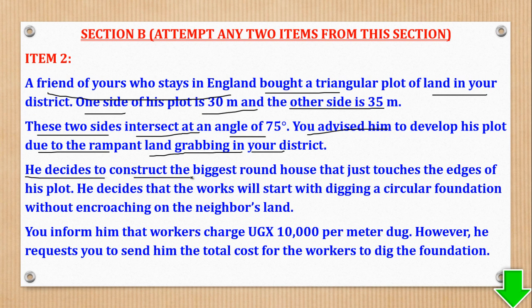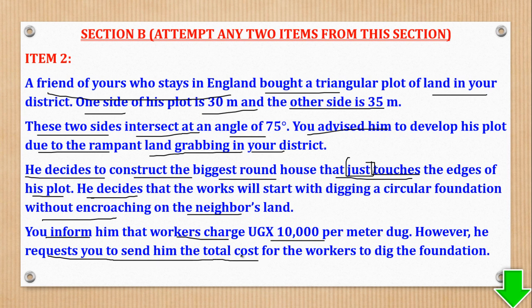He decides to construct the biggest round house that just touches the edges of his plot. Note this word, biggest round house that just touches. Okay. He decides that the works will start with digging a circular foundation without encroaching on the neighbor's land. You inform him that the workers charge shillings 10,000 per meter dug. However, he requests you to send him the total cost for the workers to dig the foundation.